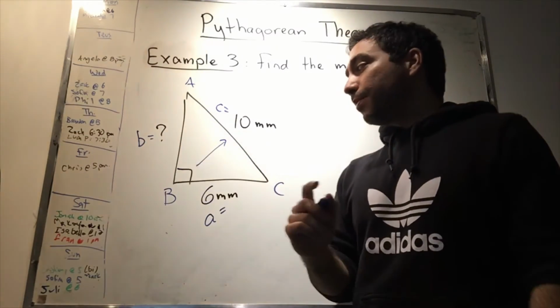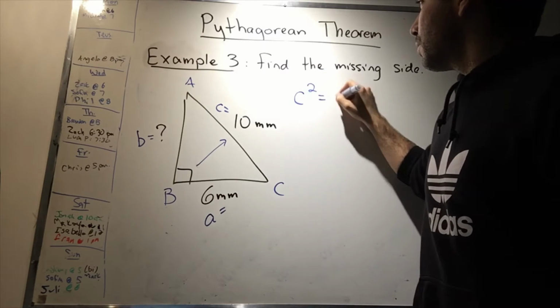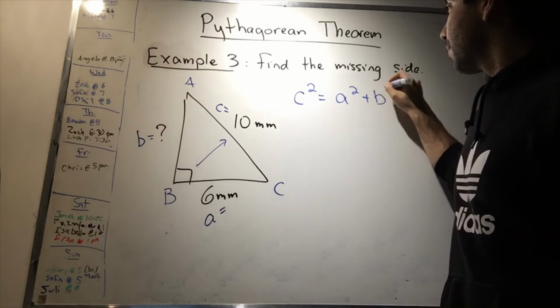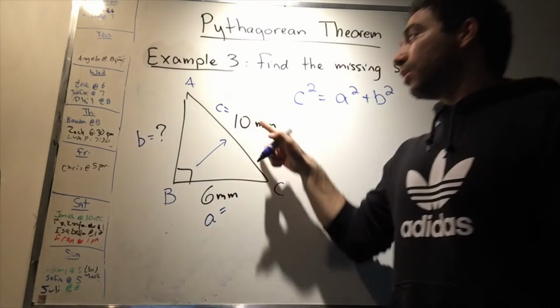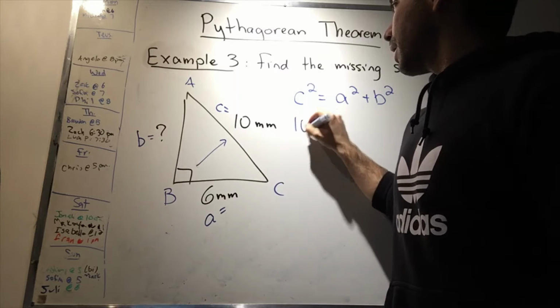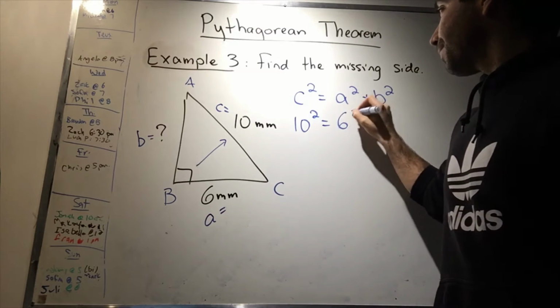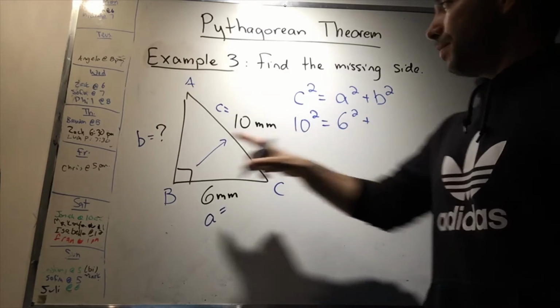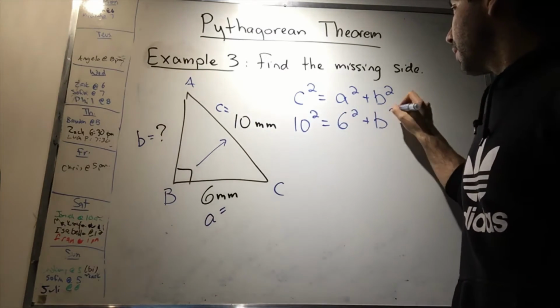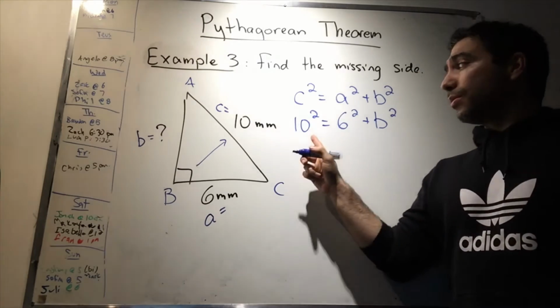So in order to find b, we have to use our formula. We set up c squared equals a squared plus b squared. And then we replace what we know. We know our c is 10. So we get 10 squared equals our a, which is 6 squared, plus b, which is what we're looking for, so I'll leave it as b squared. Okay, so the next step would be to simplify.